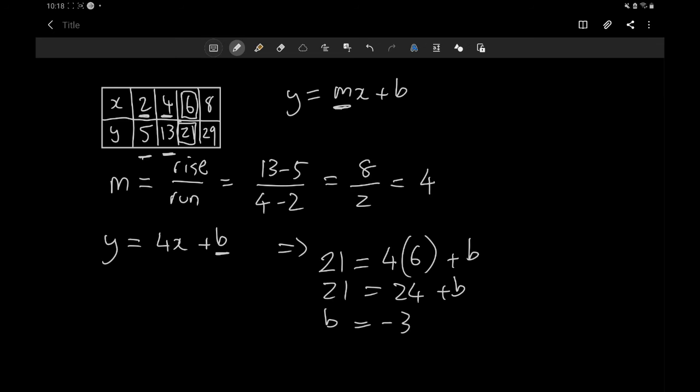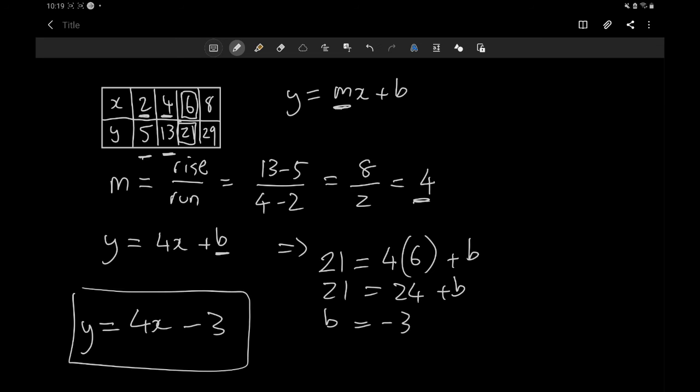So we have both m and b now. So we know that the equation of straight line would be y is equal to mx, and m is 4, so it'll be 4x. And b is minus 3, so minus 3. And there you have it. That's the equation of the line given that table of values.